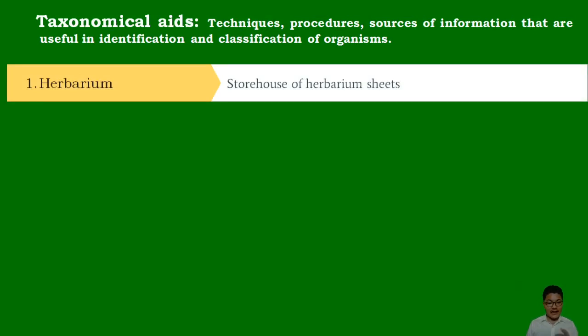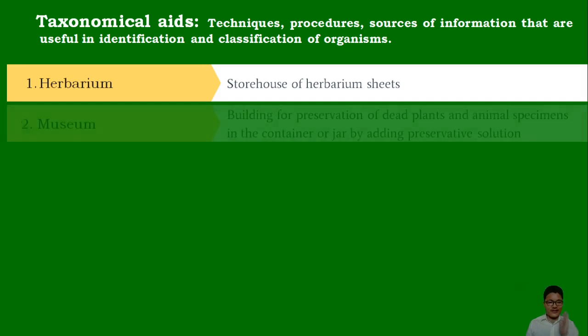So, herbarium is like a library where we find books. But in the case of herbarium, it's a storehouse of herbarium sheets. Herbarium sheets are usually found in different storage shelves. Herbarium sheets are special sheets on which we usually mount dried plant samples or specimens, whether it's leaf, branches, or flower.